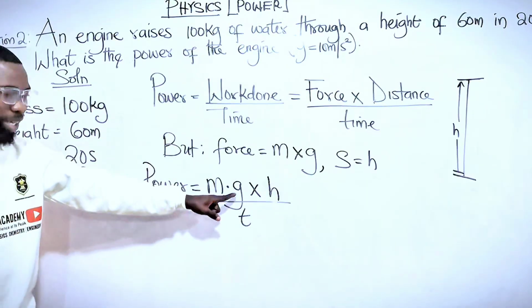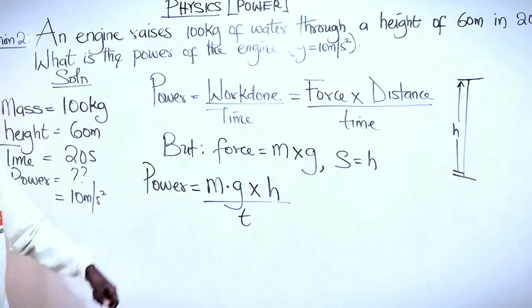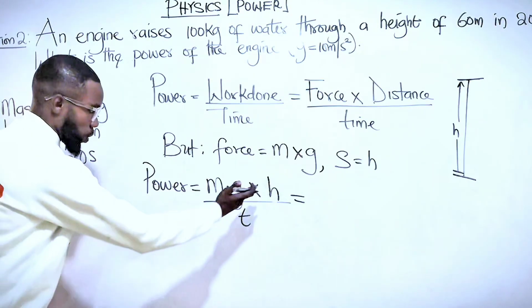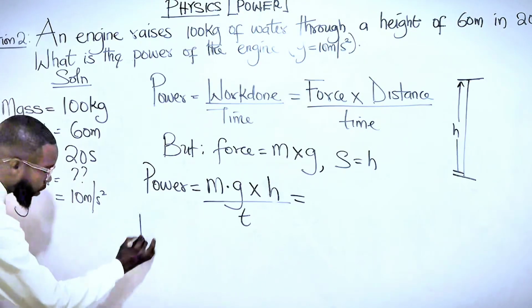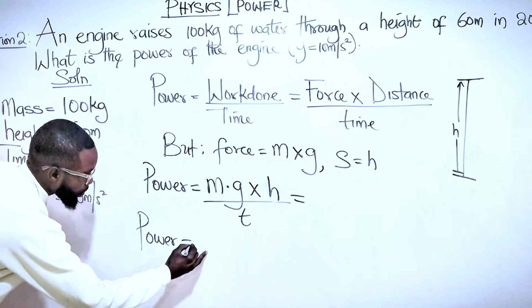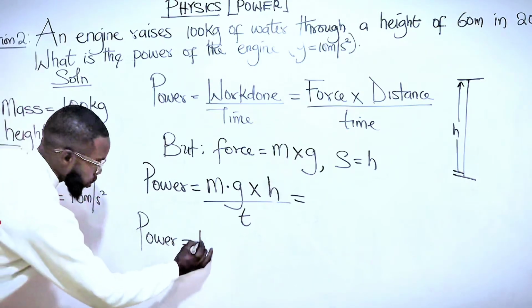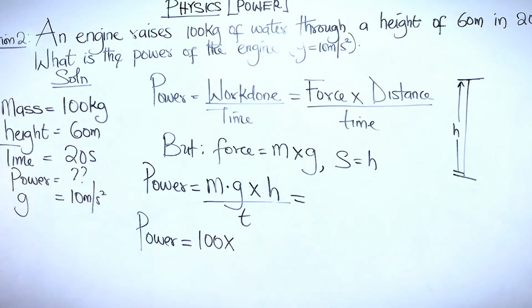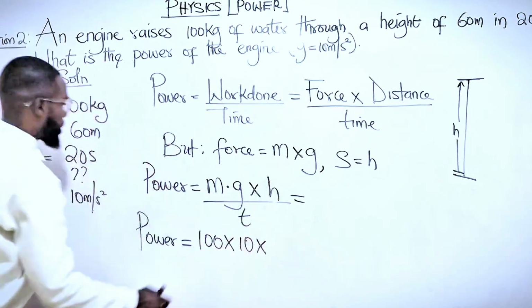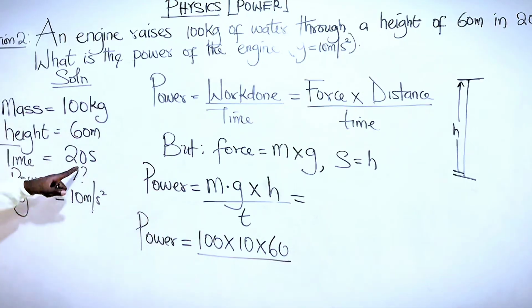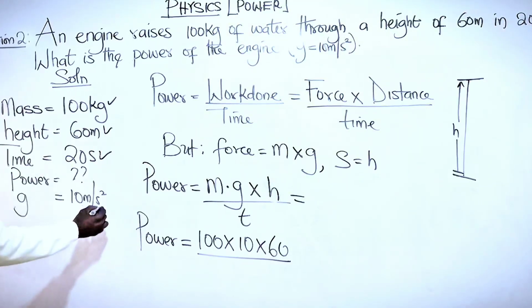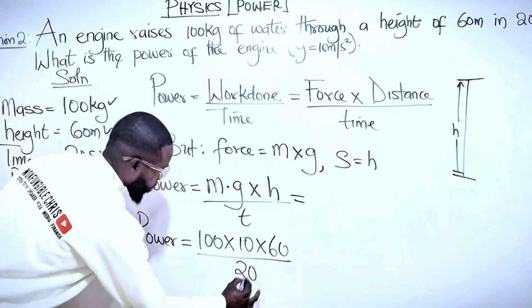Remember, this is a potential energy. We've treated this before in our previous class on energy. For that, we now have all the parameters. Our job is just to substitute the values of the parameters into the equation and get our answers. So power becomes the mass, which was given as 100 kilograms, times the acceleration due to gravity, that's 10, times the height, which is 60, over time, which is 20. We're looking for power.